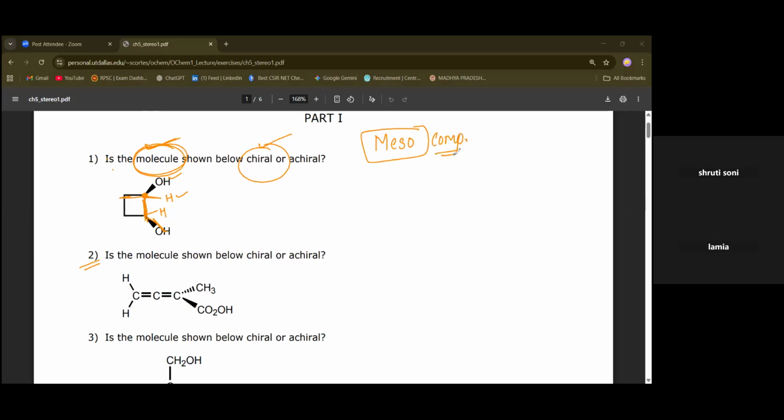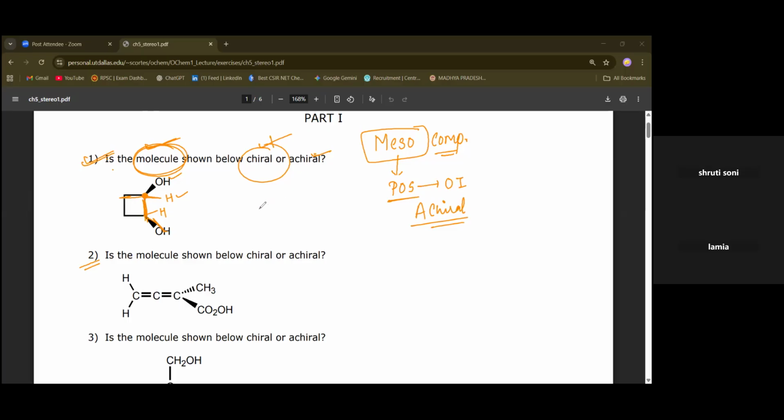What is a meso compound? There's a plane of symmetry, but it's not optically active. There's a plane of symmetry and it is optically inactive. So this is also an example of a meso compound. That's what I was thinking. This is achiral. Good. It is not chiral, it is achiral.